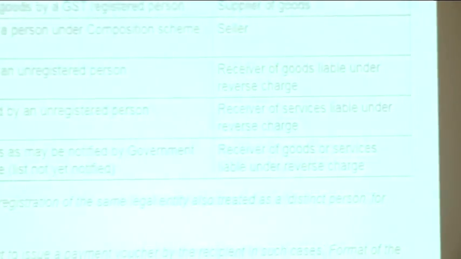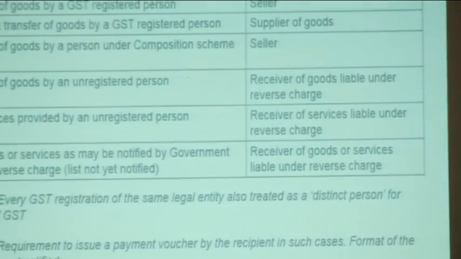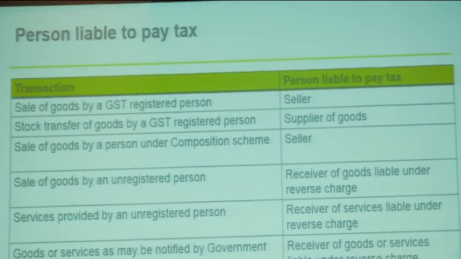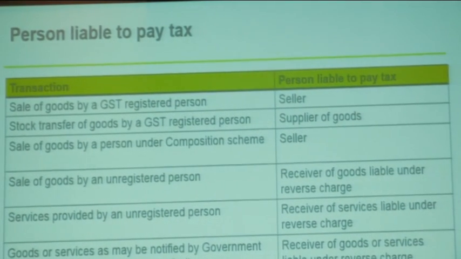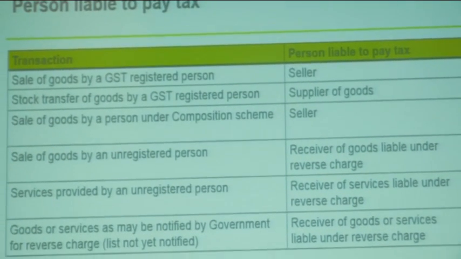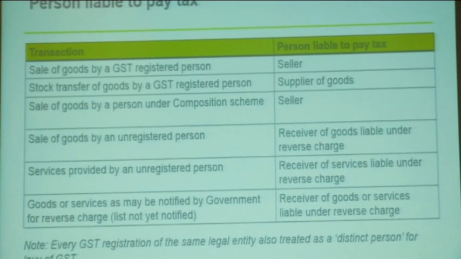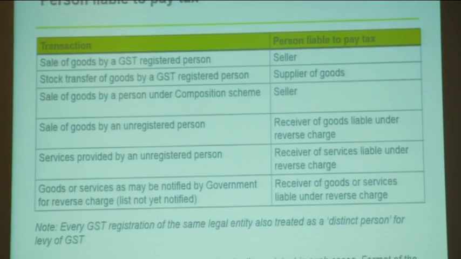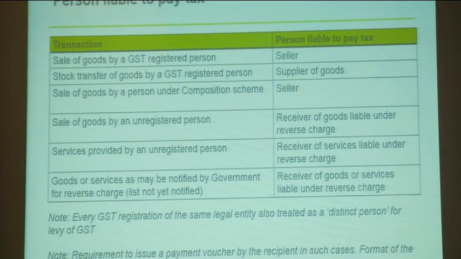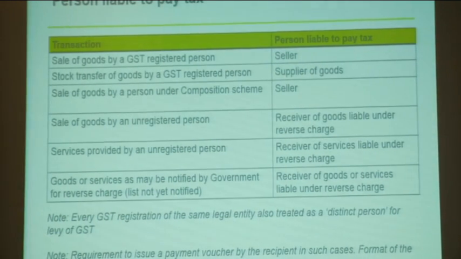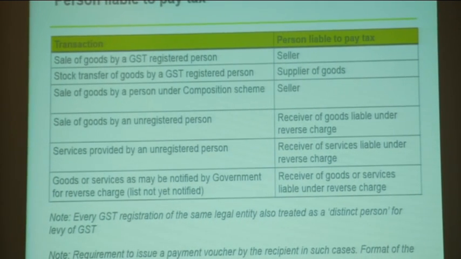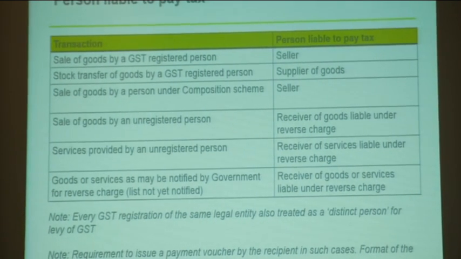So this is the person liable to pay tax. I have tried to capture different situations. One is sale of goods by a GST registered person. So if I am registered under GST, I am liable to pay tax, the seller. Second is stock transfer of goods by a GST registered person, meaning suppose I am stock transferring goods from state A to state B, then the person who is doing the stock transfer, मतलब जहाँ से goods जा रहा है उस state में I have to pay tax, which is IGST.